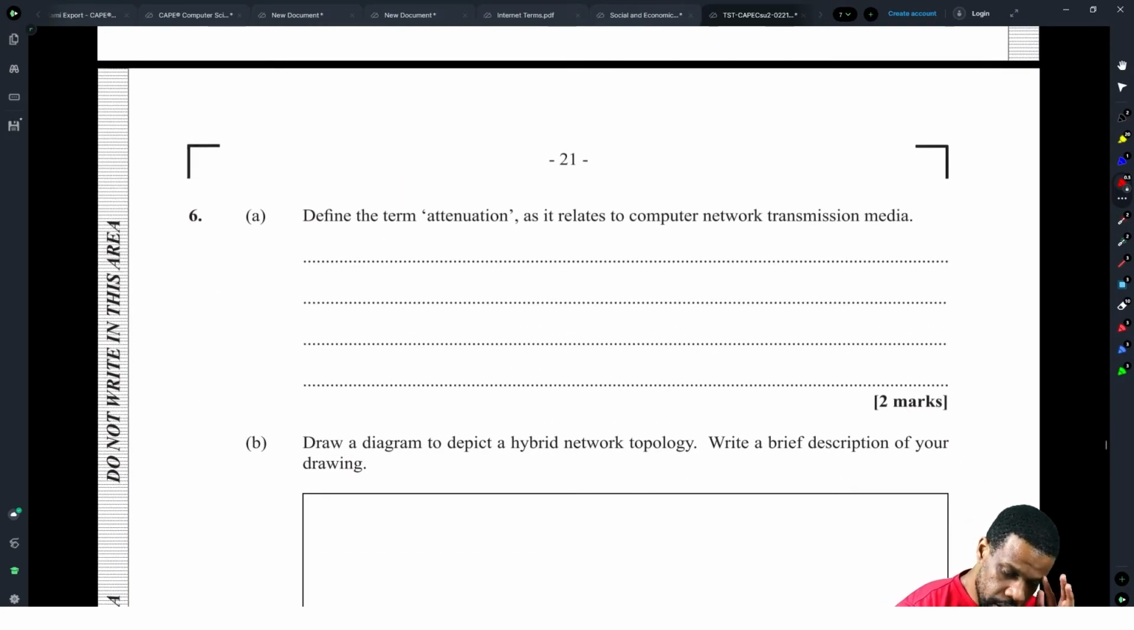Alright, define attenuation as it relates to computer network transmission. This question keeps being asked all the time. I'll be like, what? Why do they do this? But yeah, attenuation is the loss of signal strength.